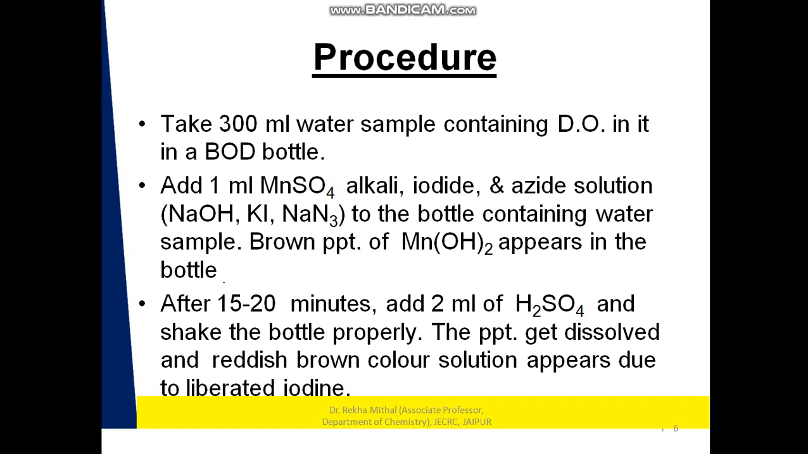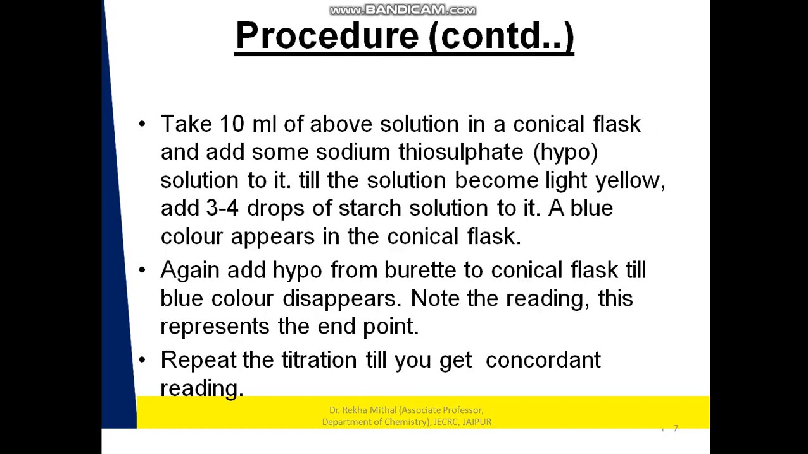Then the precipitate gets dissolved and a reddish brown color solution appears due to the liberated iodine. Since the titration is an iodometric titration, iodine is liberated in this reaction. Then take 10 ml of the above solution in a conical flask and add some sodium thiosulfate solution to it till the solution becomes light yellow. Add 3 to 4 drops of starch solution as an indicator. A blue color appears, and this blue color is because of the iodo starch complex.